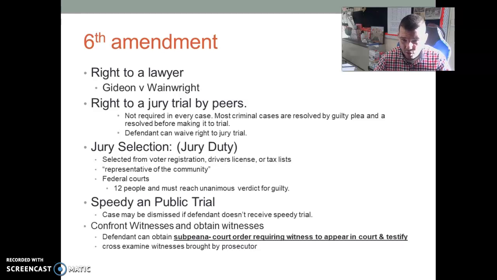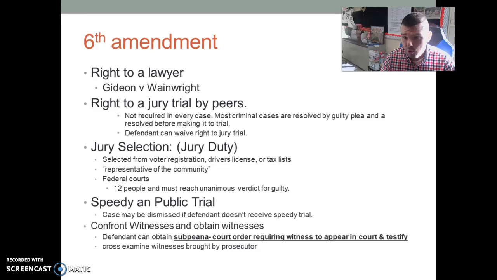Most criminal cases are resolved by a guilty plea and resolved before they even make it to trial, like I said. Defendants can also waive their right to a jury trial and have the judge decide. But again, you do have the right to be tried by your peers, to have a jury. Jury selection, jury duty: jurors are selected from voter registration, driver's license, or tax lists. They want an equal slice of the community, all different aspects, so everybody has an equal chance of being on a jury.